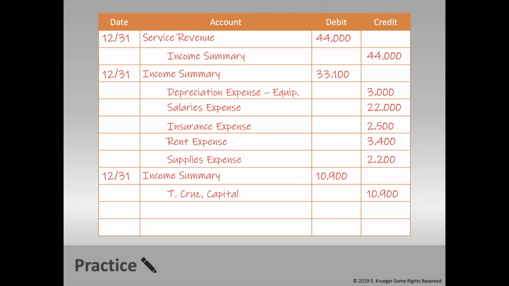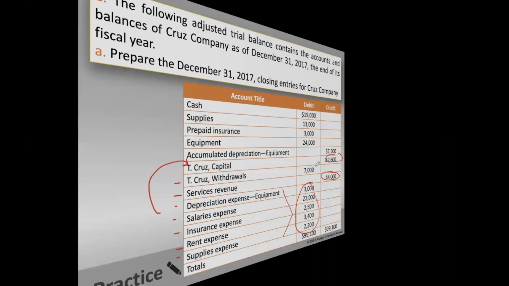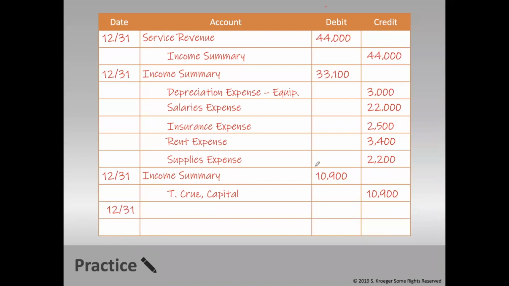Our last step is to close the withdrawals account. The withdrawals account has a debit balance of $7,000. In order to close this, we're going to do a credit so that it zeroes out. And we're going to credit this account and then debit the capital account. Let's do that now. The date is 12/31. We're going to debit the capital account for the $7,000 and we're going to credit the withdrawals account for $7,000. And this is how we close the accounts.